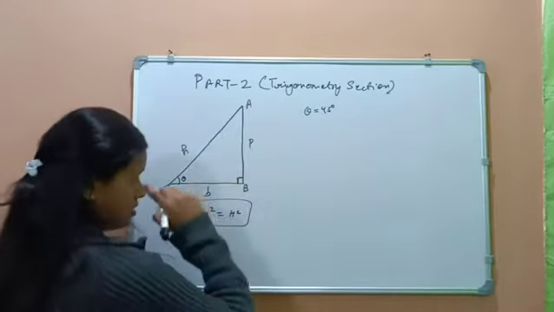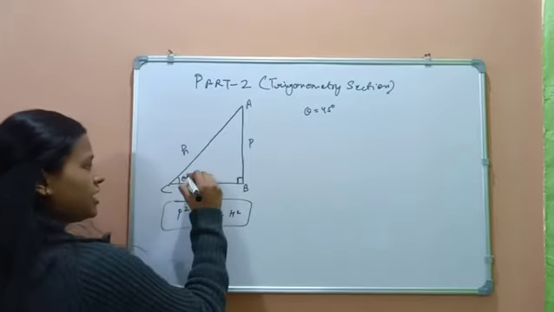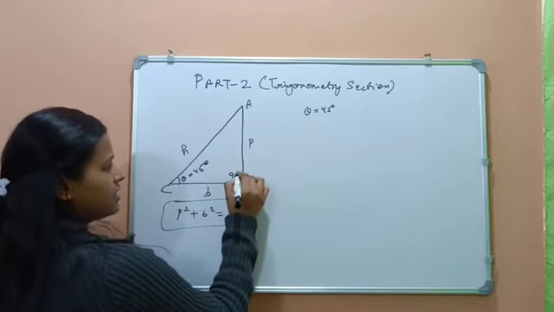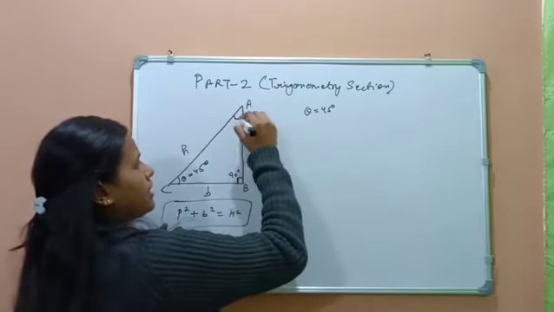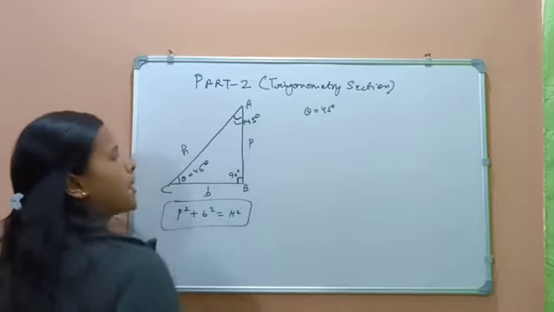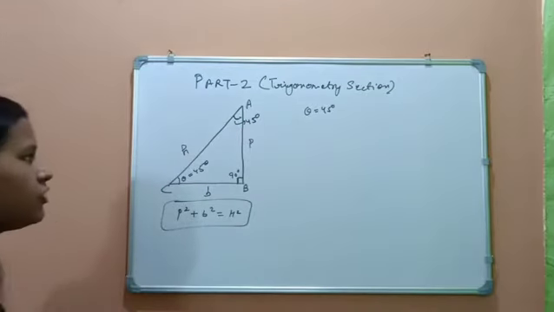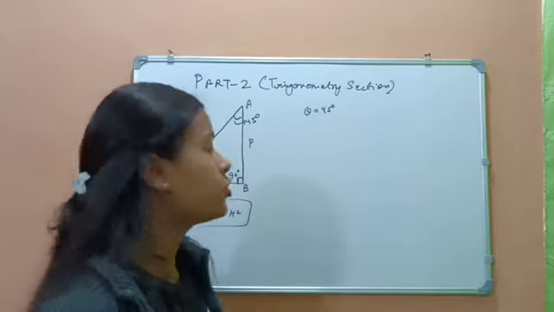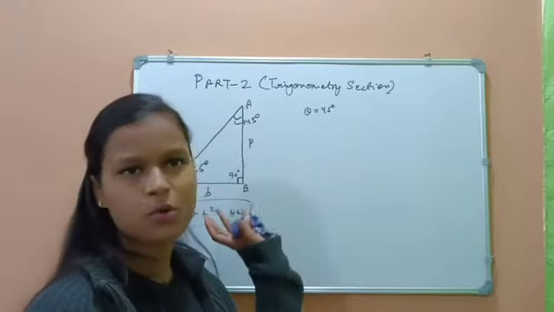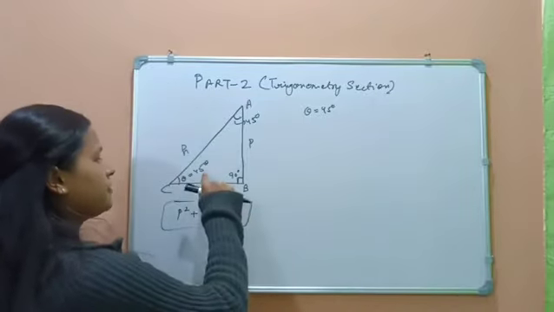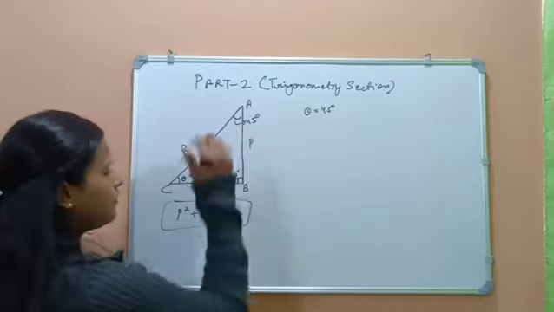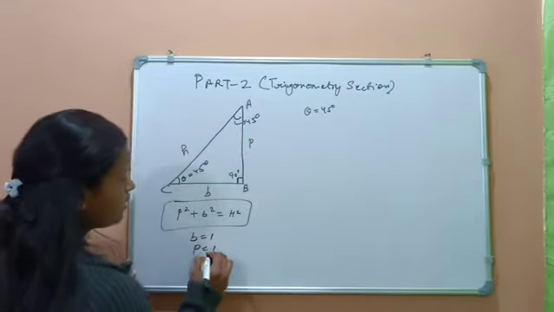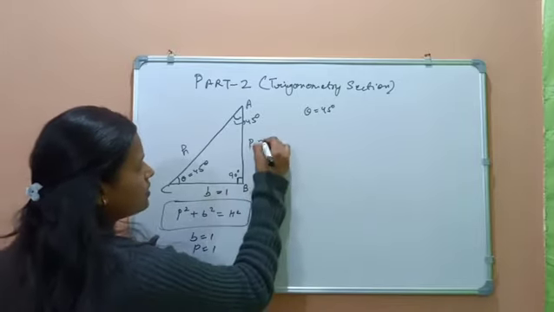And if this theta is 45 degree, this is 45 degree, this is 90 degree, then obviously this angle will automatically be 45 degree. Now angles opposite to equal sides are equal. So if angles are equal, then obviously sides opposite to them will be equal. So if I take base as 1, then obviously perpendicular will be 1. This is 1, then this is 1.